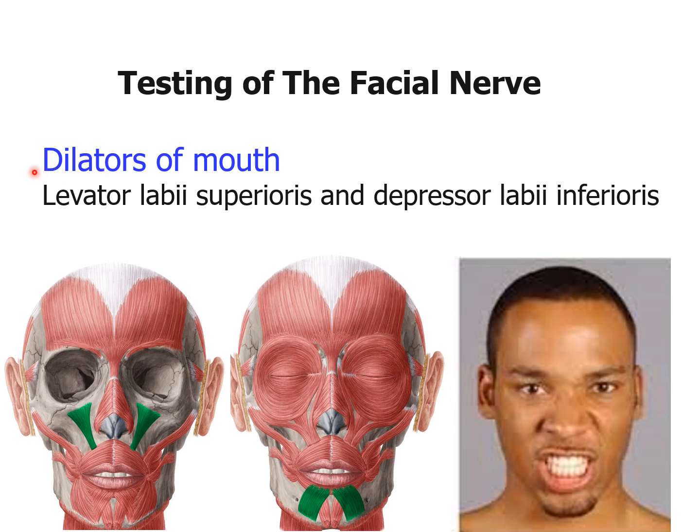Next, we can look at the contraction of the dilators of the mouth, which include levator labii superioris and depressor labii inferioris. Contraction of these muscles together allows an individual to grin to show the teeth, indicating normal function of the facial nerve.